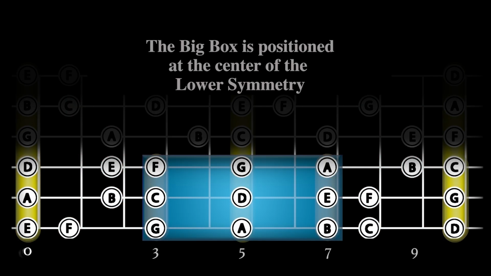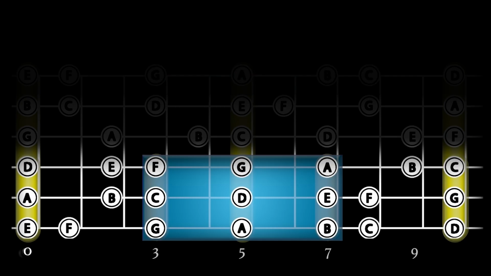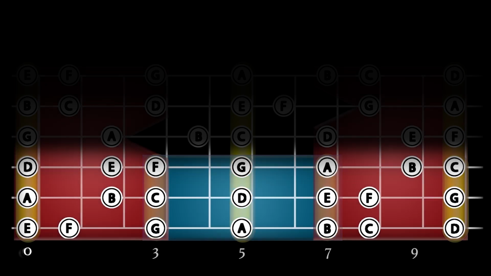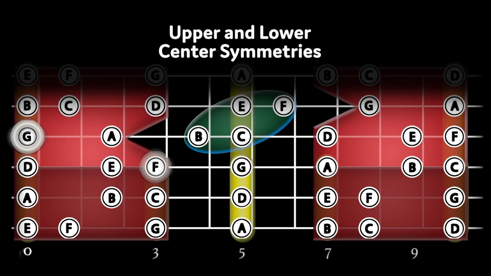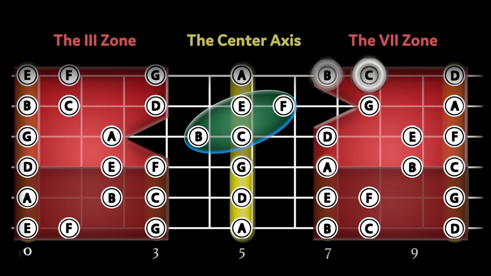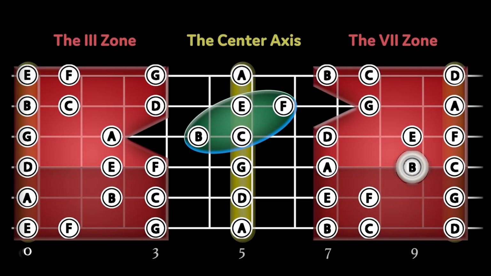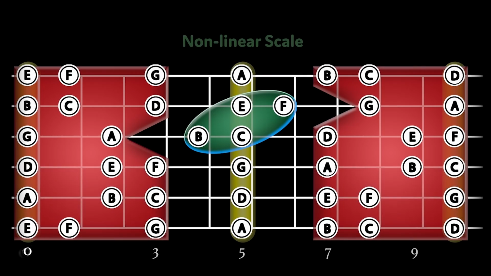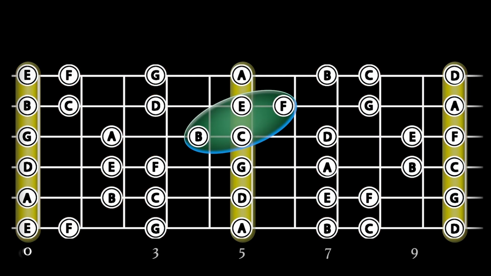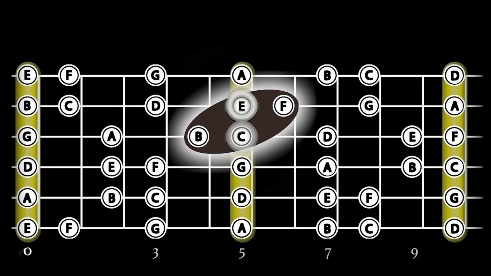The big box is positioned at the center of the lower symmetry. And so from there, we can go outward and upward in both directions. In the center position, we see a unique elliptically shaped half-step cluster, which is one of 5 half-step clusters, along with 2 semi-clusters.